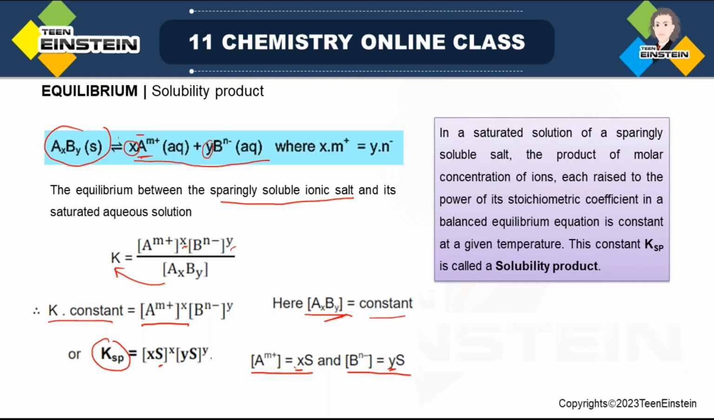Now how we can define it? In a saturated solution of sparingly soluble salt, the product of molar concentration of ions raised to the power of its stoichiometric coefficient in a balanced equilibrium equation. So this equation that we have taken here, based on which we have the expression of Ksp, must be balanced, because if it is not balanced, this relationship will not be applicable. So first of all, it has to be balanced. You have to write it properly. Then only this definition we can apply. So this product is constant, and this product we express by Ksp, and the product is called solubility product. Okay, so this is the expression of solubility product.